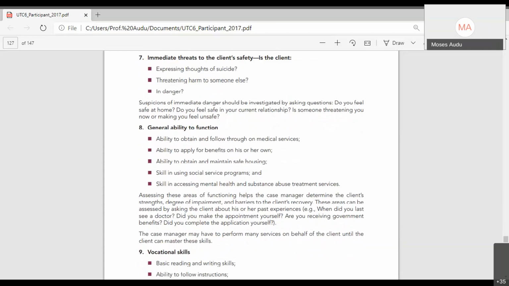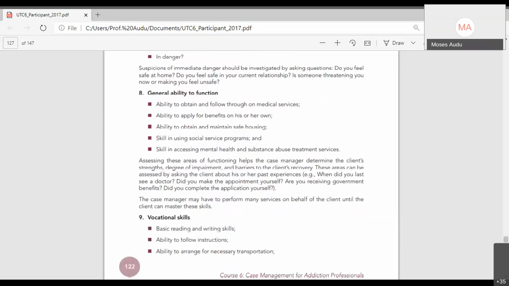And then suspicions of immediate danger should be investigated by asking questions. Do you feel safe at home? Do you feel safe in your current relationship? Is someone threatening you now or making you feel unsafe? So all these are things that you have to find out as you do your assessment. And then general ability to function: ability to obtain and follow through on medical services, ability to apply for benefits on his or her own, obtain and maintain safe housing, skill in using social service programs, and skill in accessing mental health and substance abuse treatment services.